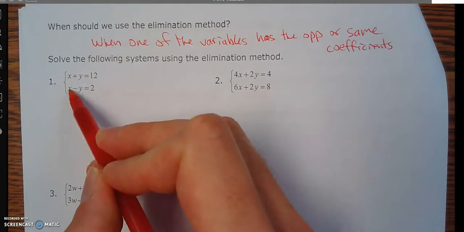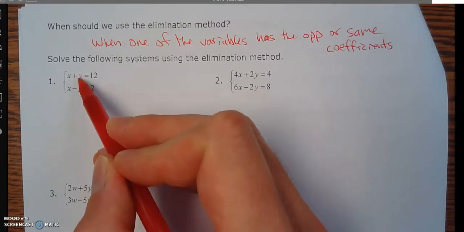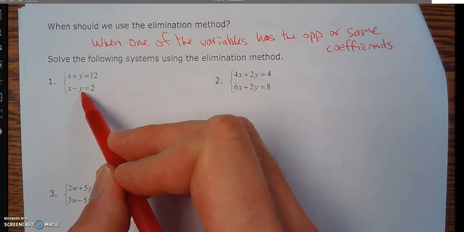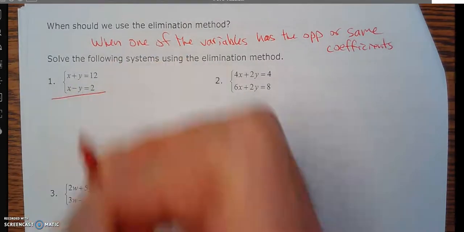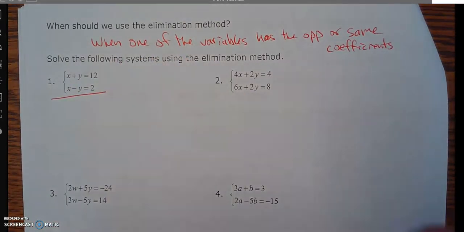So if you look here, these pair of x's, same coefficient, that's good. Even better, they have opposite. The y's have opposite, so that's even better. As long as it's one of those, you can get this to work. So if you remember with elimination, since they have opposites, I can just add straight down.